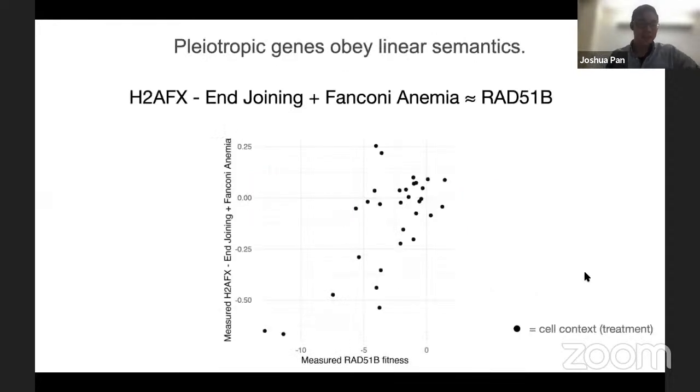The final notable thing is that this latent space now allows us to perform the kind of vector arithmetic I was talking about. So if we take the treatment profile of fitness effects for H2AFX, subtract a dictionary element corresponding to end joining, which is a pathway that we inferred, and add a dictionary element corresponding to Fanconi anemia, we get some other value. And that value actually looks a lot like the gene RAD51B, which is known to be part of this pathway, as well as homologous recombination, which it shares with H2AFX. And so we can see the correlation between that synthetic profile and the RAD51B measured profile here.